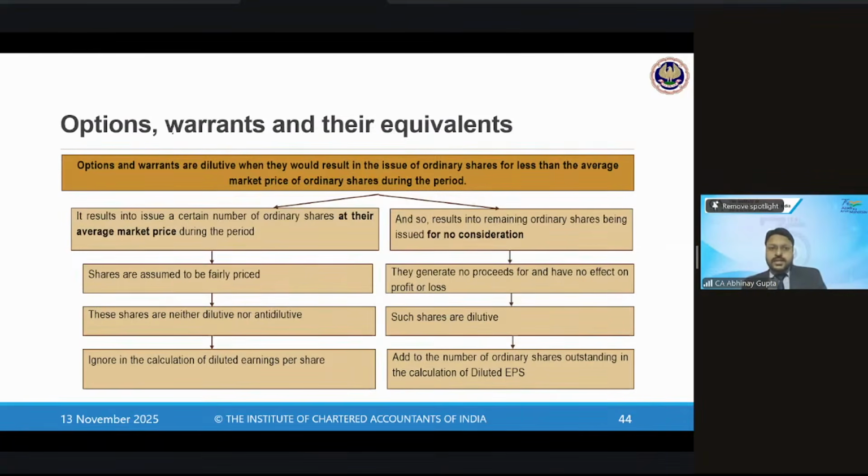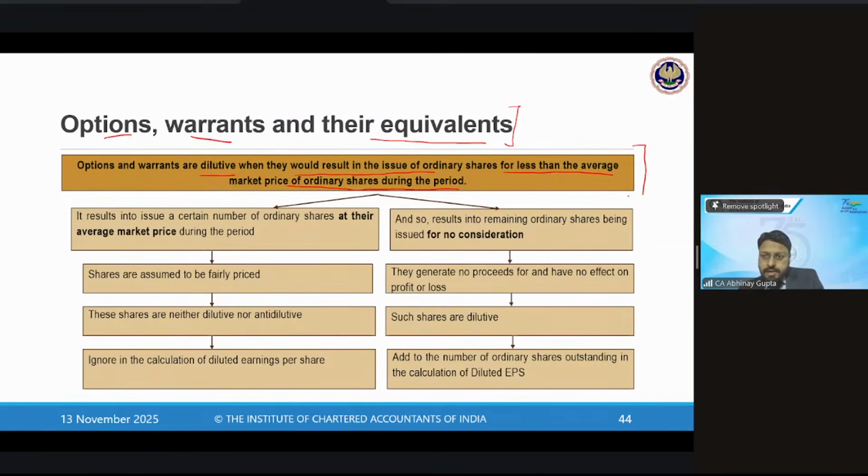So the standard says options, warrants, and their equivalents. Any such instruments which carry the right for the holder to ask for equity shares from the company are named differently: options, warrants, or by any other name. Now, options and warrants are dilutive when they would result in the issue of ordinary shares for less than the average market price of the ordinary share during the period.